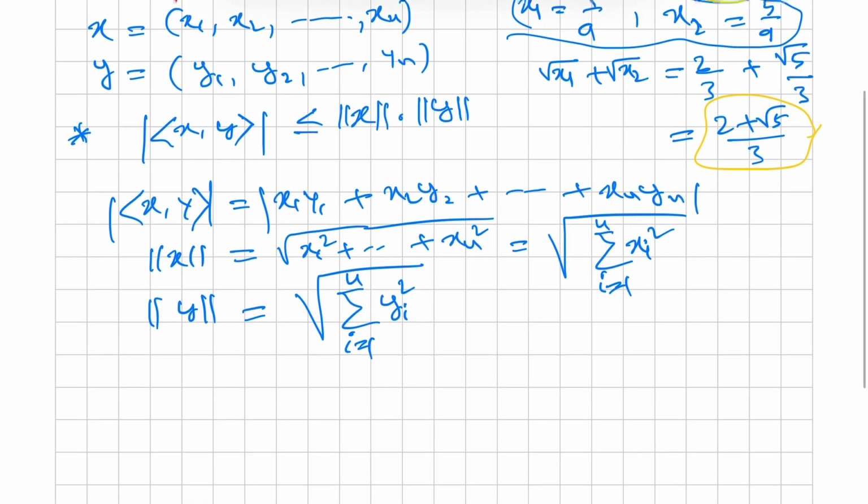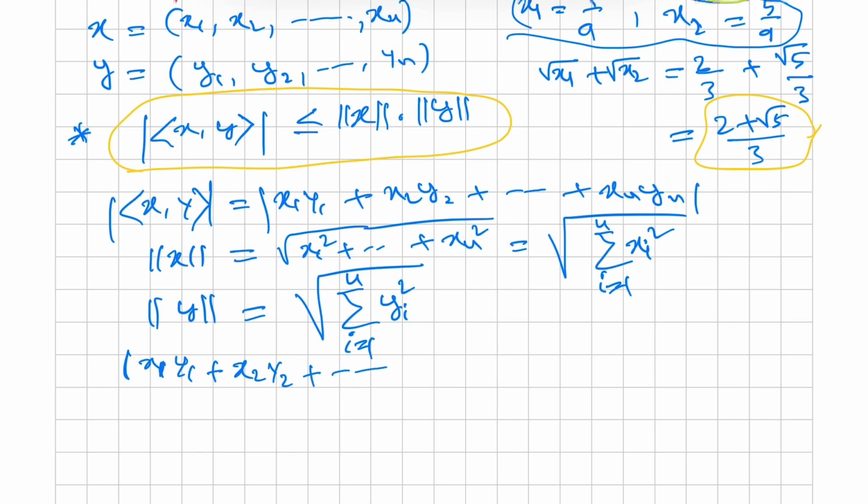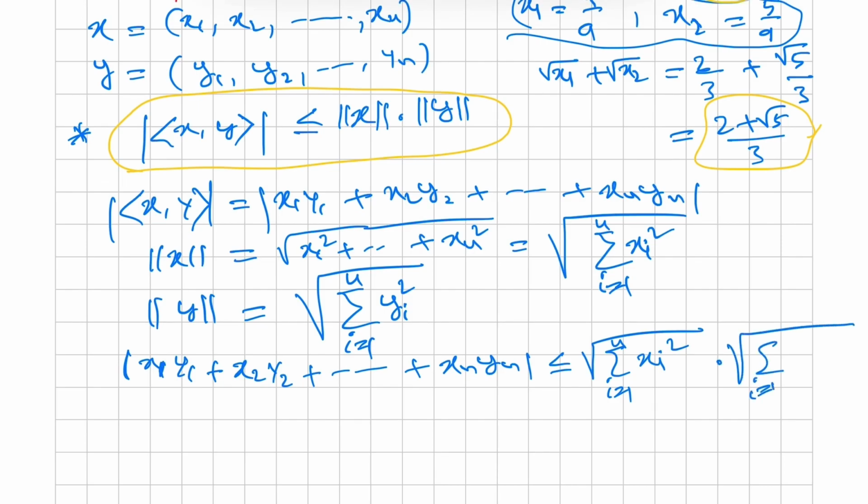So the Cauchy-Schwarz inequality says, if we write here, the modulus of x1 y1 plus x2 y2 plus ... plus xn yn is less than or equal to the square root of the summation i equals 1 to n xi square, times the square root of the summation i equals 1 to n yi square.